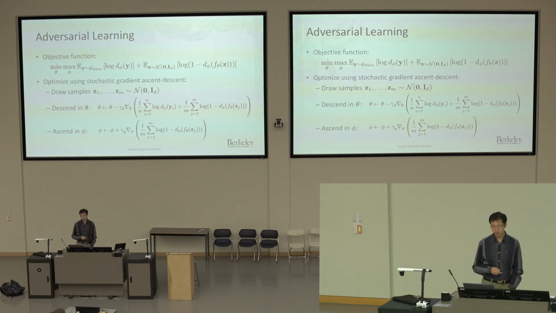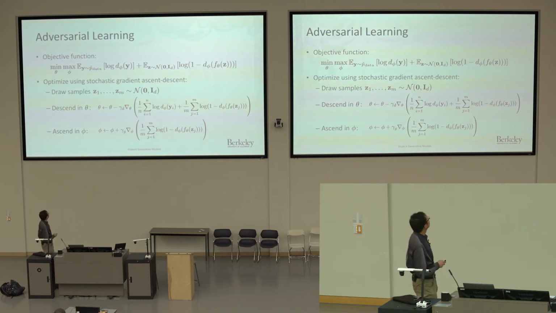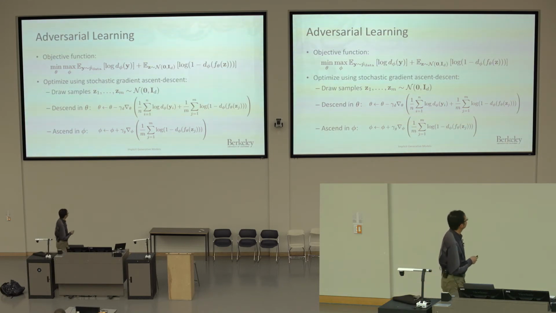GANs are optimized using stochastic gradient ascent and descent. More concretely, we draw samples from the standard normal distribution, which is the prior distribution, and then we alternate between these steps. We first descend in theta, the parameters of the generator, and then we ascend in the parameters of the discriminator.